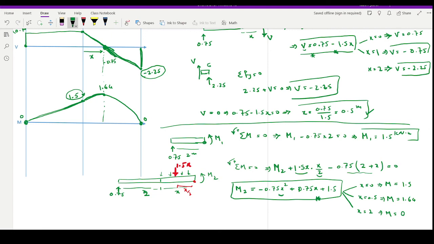Don't forget, when we have a distributed force which is in between two supports, it's going to bend in this direction, therefore our moment is going to be exactly the opposite, and it's going to be a bow upwards in this direction. And that's pretty much what we have for this segment. Okay, that's what we have for this segment.